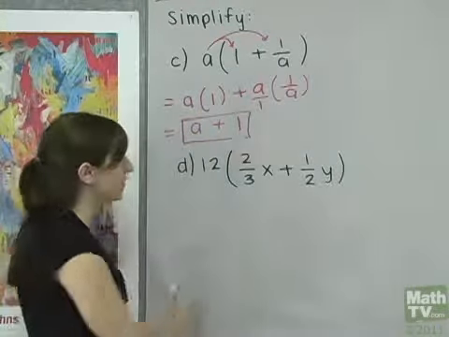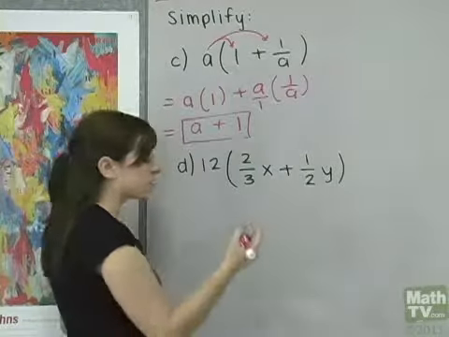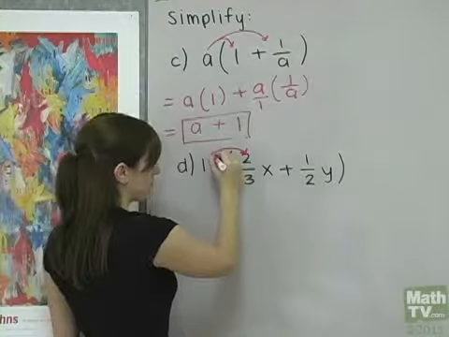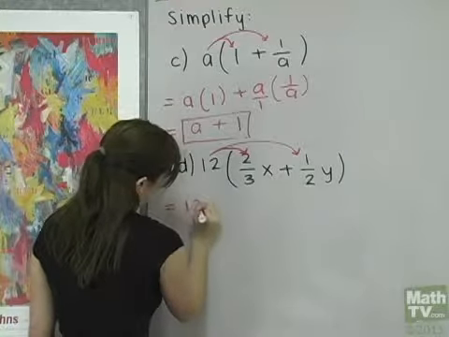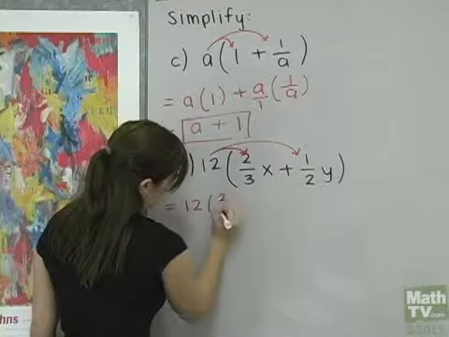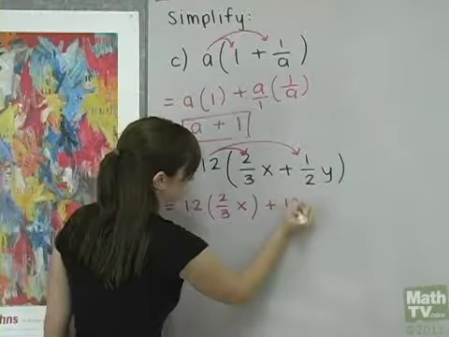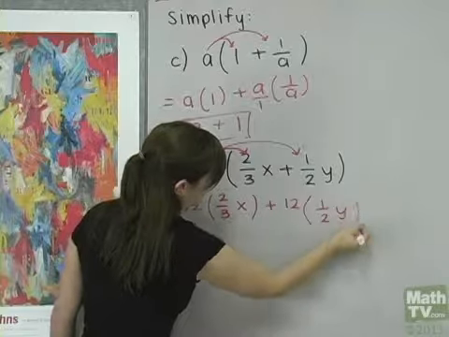Moving on to D, we have 12 times the quantity 2/3 x plus 1/2 y. Applying the distributive property, we're going to multiply 12 times 2/3 x and 12 times 1/2 y. So we get 12 times 2/3 x plus 12 times 1/2 y.